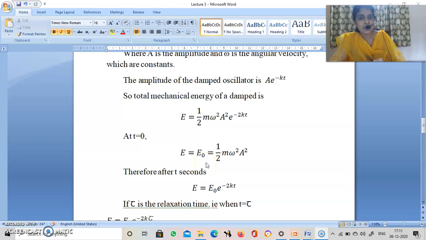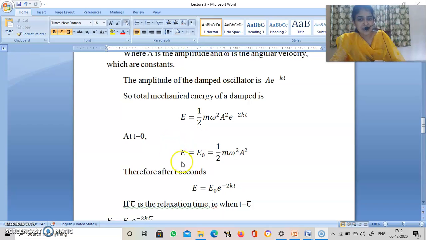Energy at t equal to 0 is half m omega square a square e raised to 0. Here minus 2k is a constant, so minus 2k into 0 becomes e raised to 0. E raised to 0 is 1. So here we have E is equal to E0, half m omega square a square into 1. Any x raised to 0 is equal to 1, and likewise 2 raised to 0 is also equal to 1.